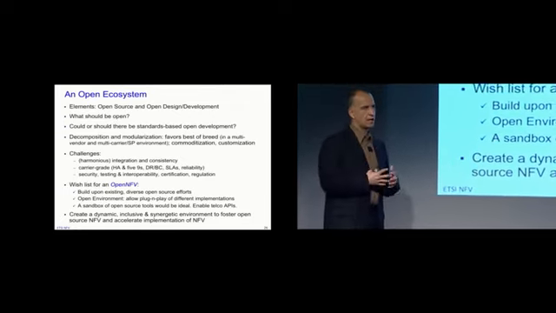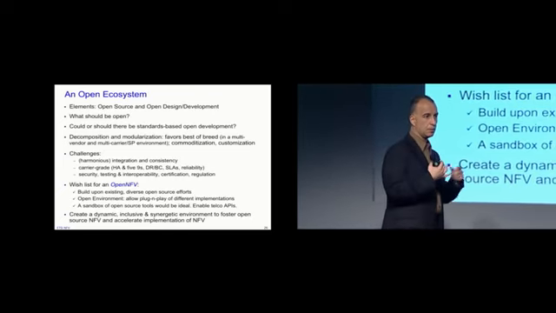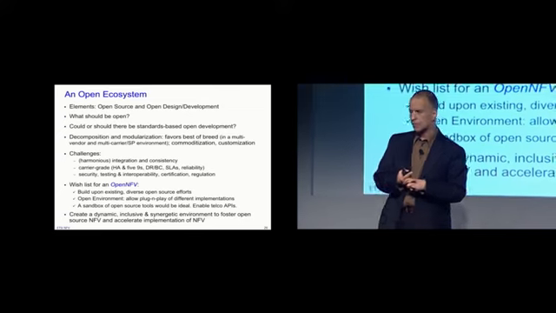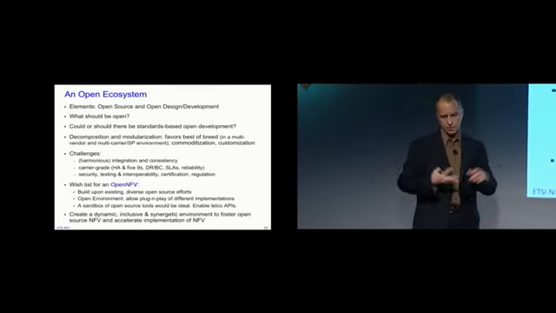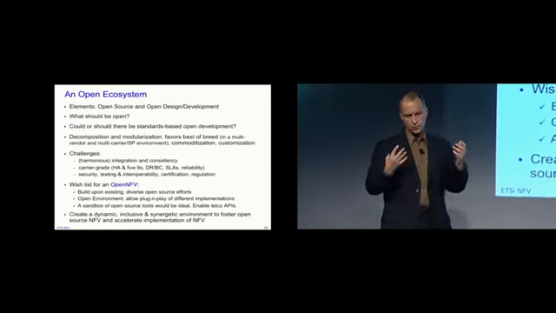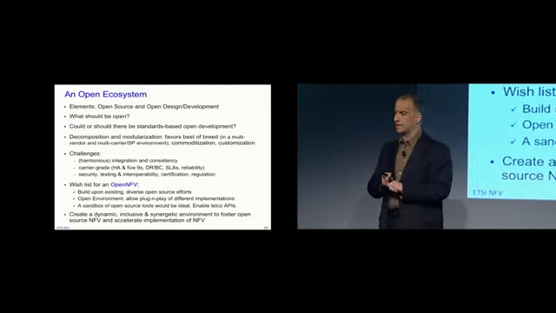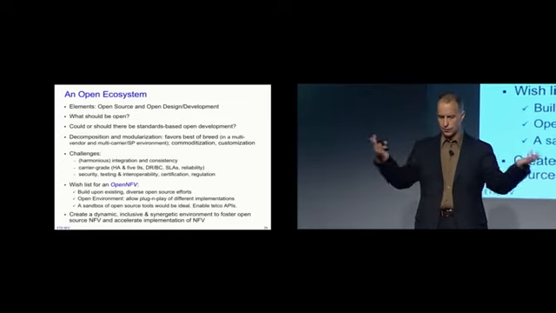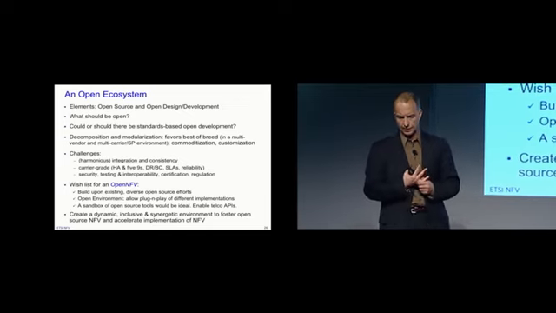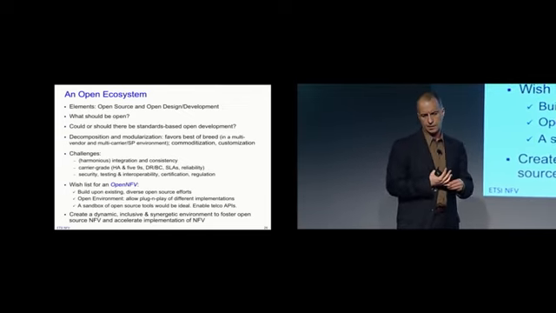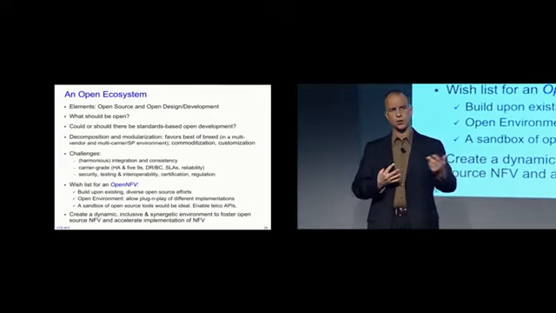We do, however, have a wish list for open NFV, and that consists of making sure that we build on existing diverse open source initiatives, and Linux and OpenDaylight are of course among them. We have to make sure that we maintain an open environment, so we allow for plug-and-play type of solutions that come from different vendors, and so we have to avoid any singularity here. We have to essentially allow for diversity.